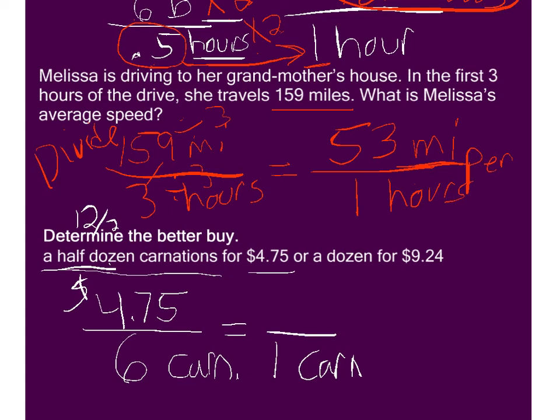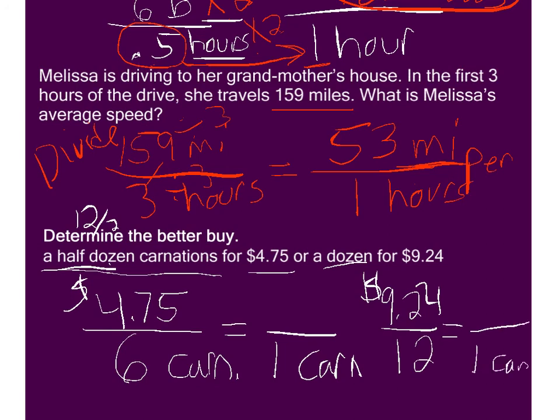Then over here I'm going to do it again. I'm going to do $9.24. And that's for a dozen. So that's for 12. And find out that unit rate. How much for one carnation? Okay, so let's do this. $4.75 divided by 6. And we get 0.79, and then there's a 1 and a 6 repeating.